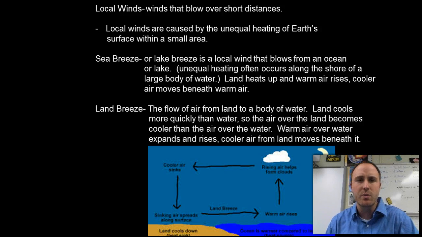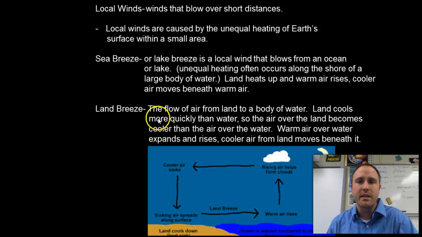And so our definitions: we have a sea breeze and a land breeze. A sea breeze or a lake breeze is a local wind that blows from an ocean or a lake, due to unequal heating often occurring along the shores of a large body of water. Land heats up and warm air rises. Cooler air then moves underneath.